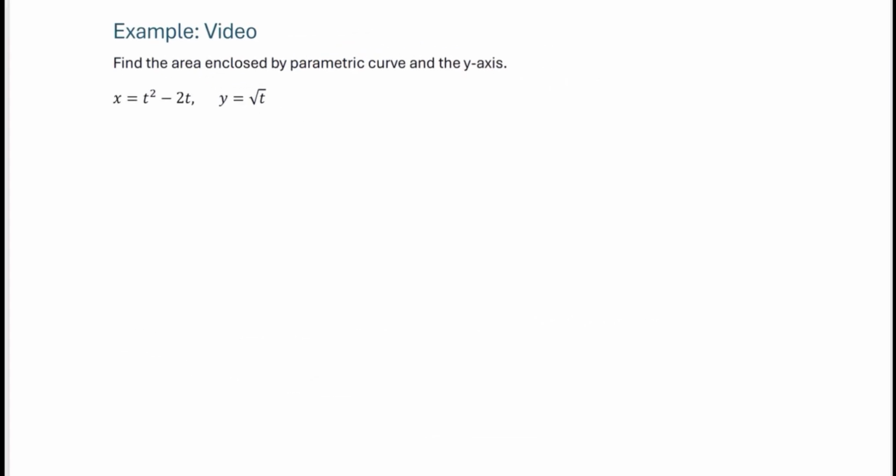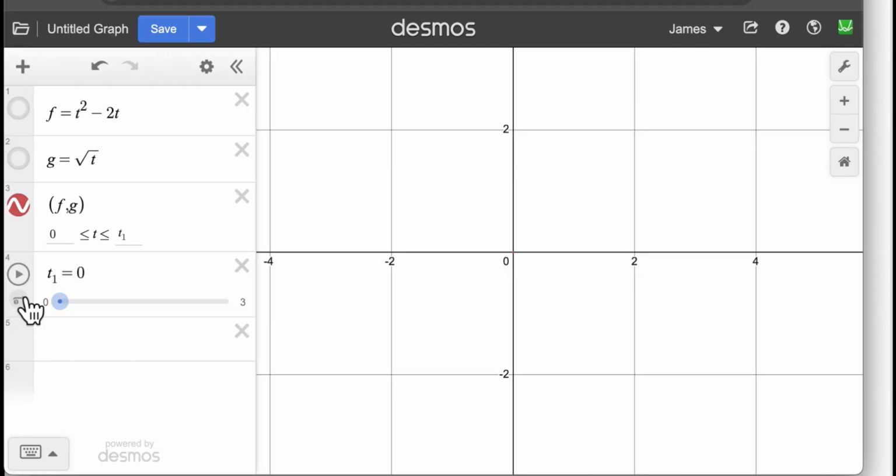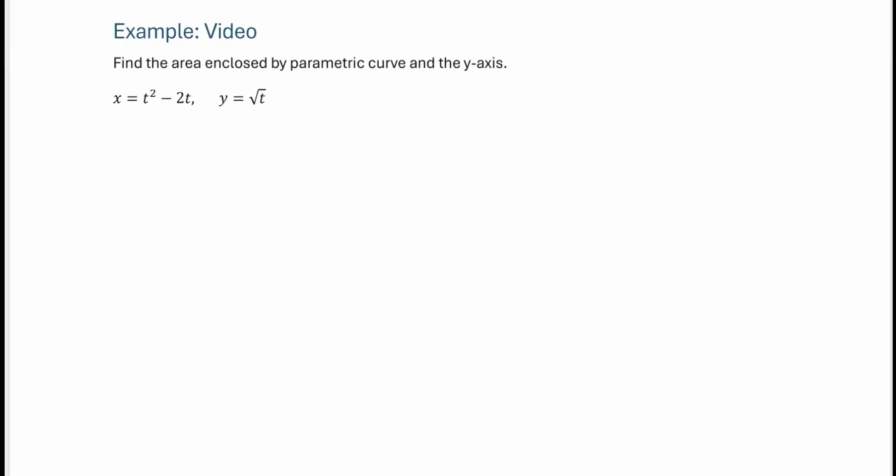Let's find the area enclosed by the parametric curve and the y-axis. To begin with, we'll look at a sketch in Desmos. I've already got the equations in there. We'll just hit play to watch the sketch. And what we're looking for again is the area between the curve and the y-axis. So back in our notes, let's just do a quick sketch to visualize what we're looking for. Again, just a very rough sketch. We're looking for this area.